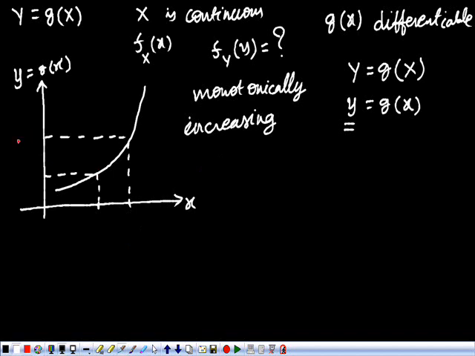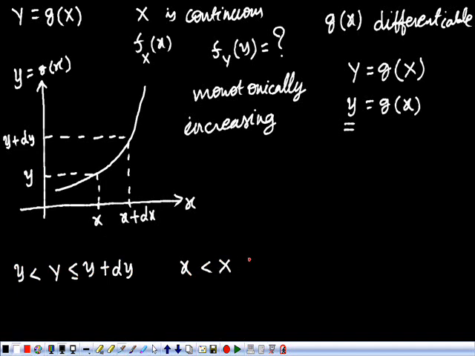Here consider this as y and this as y plus dy. Correspondingly we have x and x plus dx. That is, if the random variable y is taking values between y and y plus dy, the random variable x is taking values between x and x plus dx. So if y is lying between y and y plus dy, the corresponding event on the x axis is x less than or equal to x plus dx.